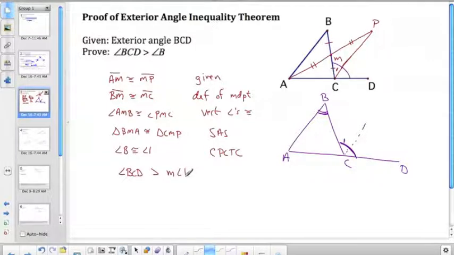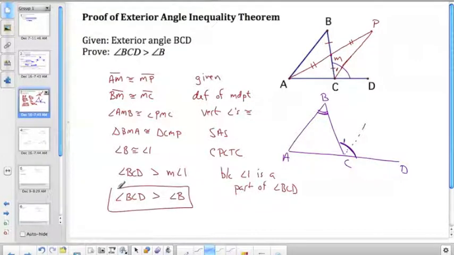Right? And we can just say something like, because angle 1 is a part of angle BCD. And then since angle B and angle 1 are the same, then we can substitute and say that angle BCD is greater than angle B. Okay, and that's basically what we were trying to prove, and we used substitution to do that.